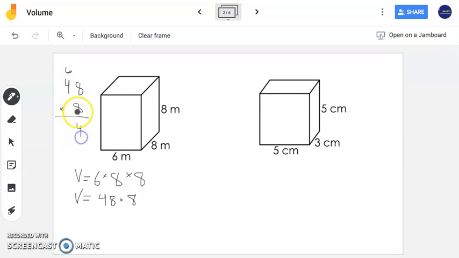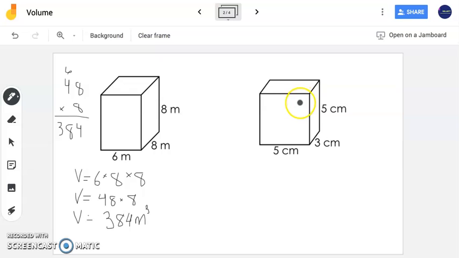That's okay to do. 8 times 4 is 32 plus 6. We're left with 38, so giving me an answer of 384. Now again, units is very important to include. You have meters cubed, and you can also spell out cubic meters as well.